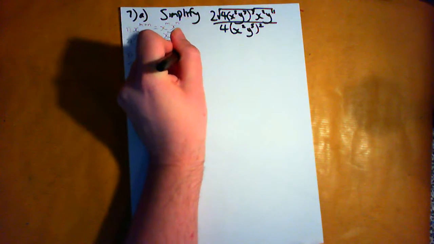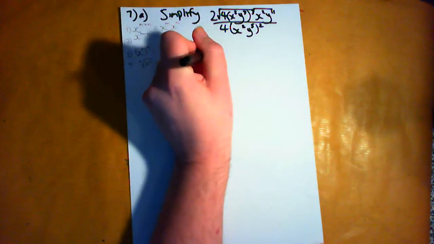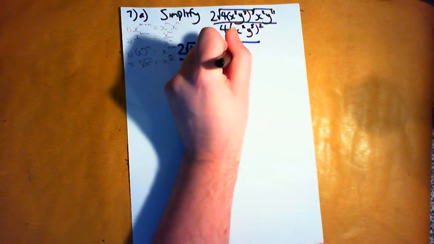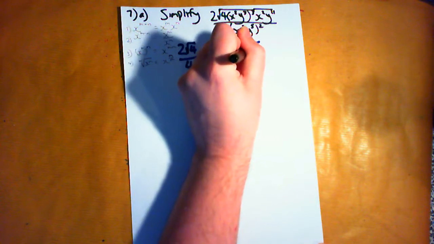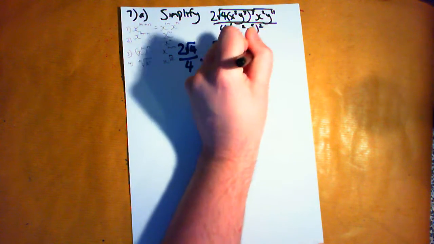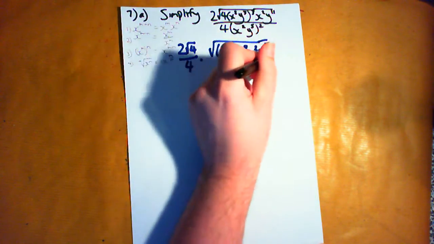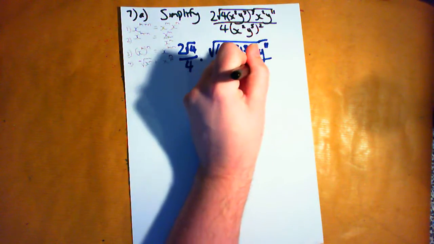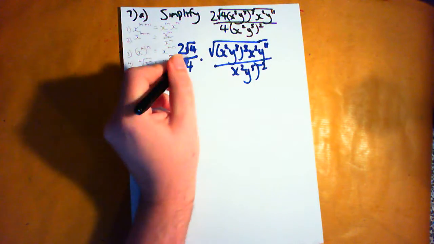So we need to simplify what you see on the screen there. So let's separate out the number part from the letter part. So we've got 2 times the square root of 4 over 4 times the square root of x squared y cubed times x squared y to the 11 divided by x squared y to the 5, and that's squared.